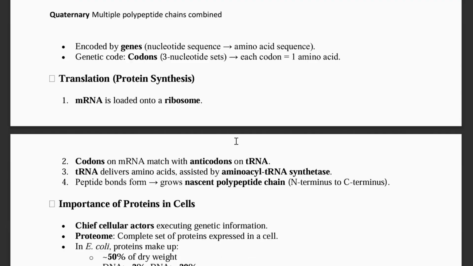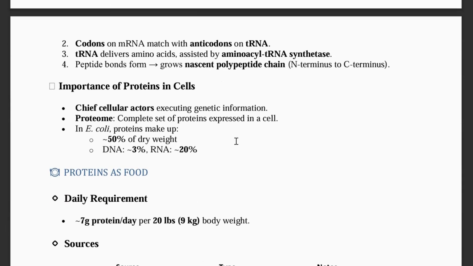Transfer RNA, tRNA, delivers the amino acid assisted by what? Aminoacyl tRNA synthetase. Peptide bonds are formed. They grow a nascent polypeptide chain, that is N terminus to C terminus. Importance of proteins in the cell. These are the chief cellular actors, that is executing the genetic information. Proteome is the complete set of proteins expressed in a cell.